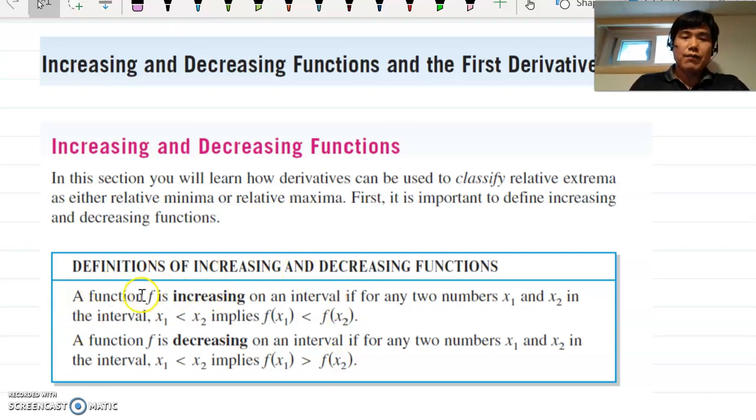Okay, now look at this definition. A function f is increasing on an interval if for any two numbers x1 and x2 in the interval, if x1 is less than x2 and f(x1) is less than f(x2), then it is increasing. In the decreasing case, if x1 is less than x2 but f(x1) is bigger than f(x2), it is decreasing. Whenever we see this kind of definition, it is not usually clear, so I also draw some pictures and then we talk about that.